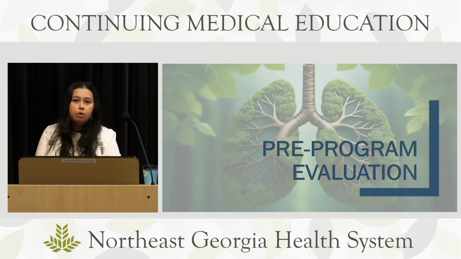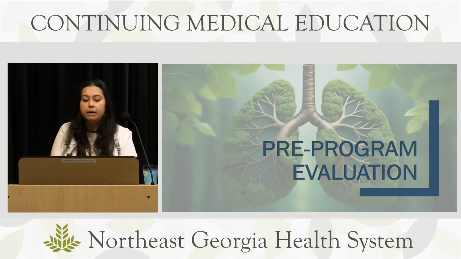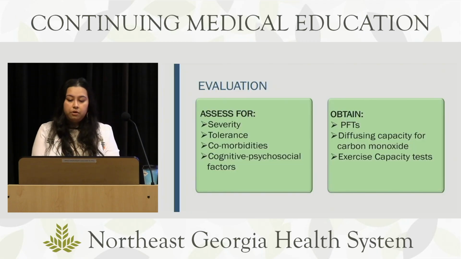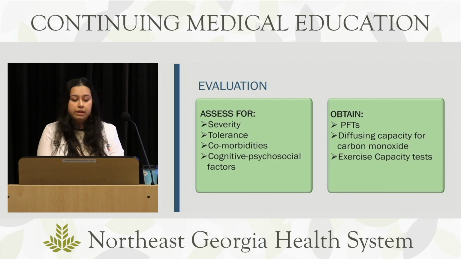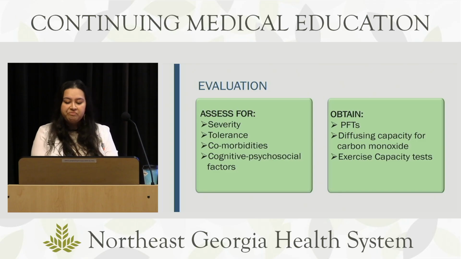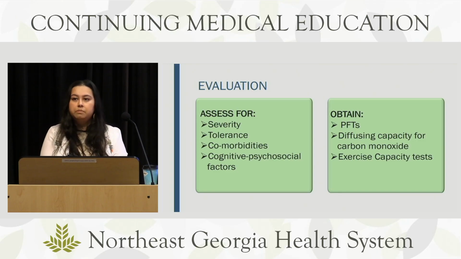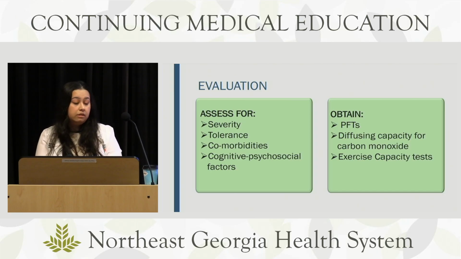And what do you want to know before your patient starts pulmonary rehab? You want to assess severity of impairment, exercise tolerance, other comorbidities, and cognitive or psychosocial factors, especially motivation. Motivation is important for them to complete this program. And then what do you want to obtain? You want to obtain pre-participation PFTs, the diffusing capacity for carbon monoxide, and various exercise capacity tests. These are to basically get a baseline to see if your program helped them or not.